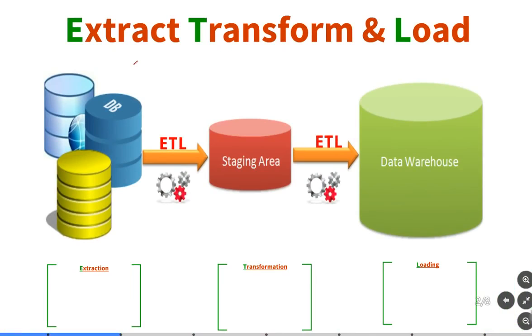ETL stands for extract, transform and load. As we mentioned in the previous videos, data is read from the heterogeneous sources, from the source systems, and loaded into a staging table, and then finally after the transformations are complete, it is loaded into a data warehouse. So the complete process of extracting the data, transforming the data and loading the data into the warehouse is called extract, transform and load.